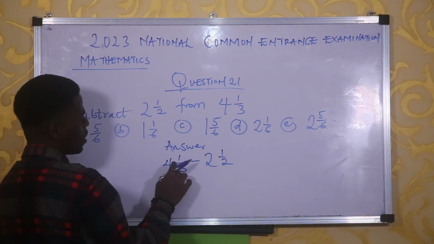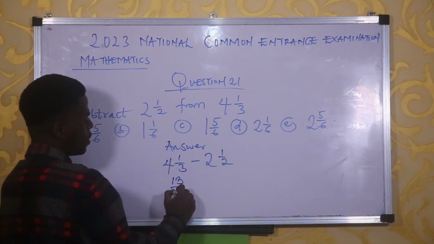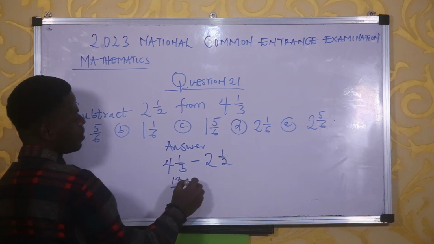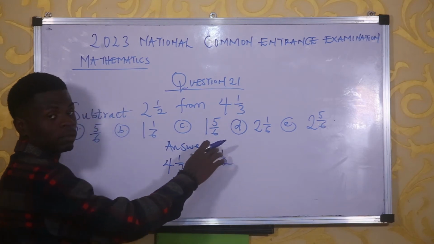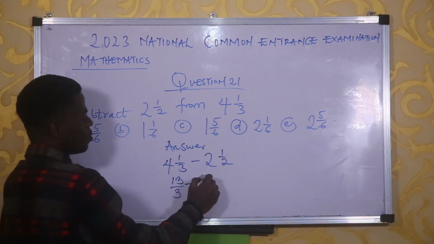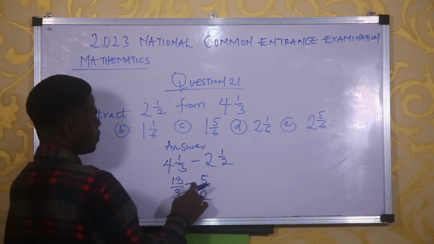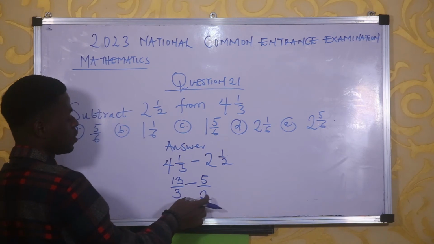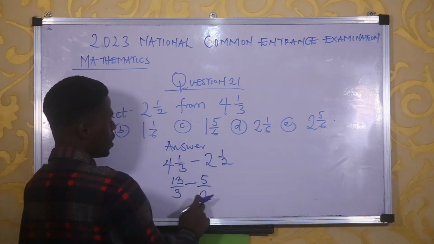improper fraction. 4 times 3 is 12, plus 1 is 13 over 3. Then 2 times 2 is 4, plus 1 making 5 over 2. Now in this case, we have the denominators 3 and 2. So we have to find the LCM, because 2 is not a factor of 3. So the LCM of 2 and 3 is 6.